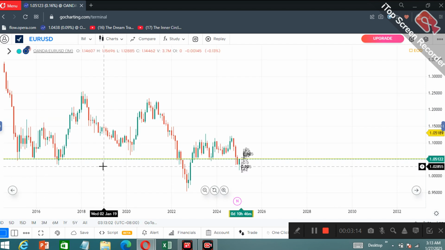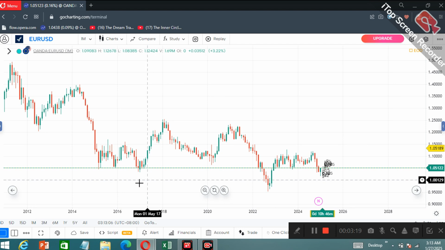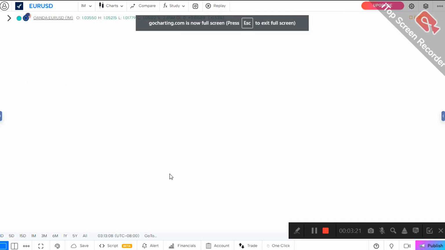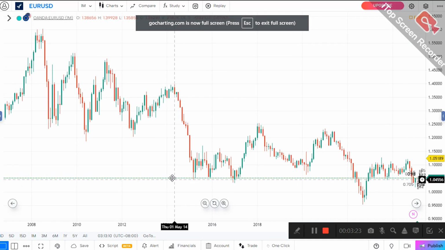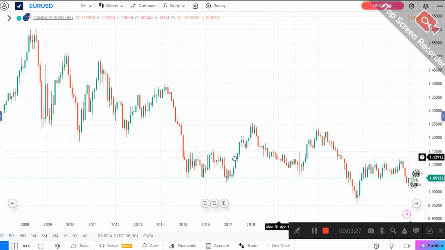So this is a more fluctuating pair in forex. I like fluctuations to do my trading. This is my rule, folks. I don't go against my rule.